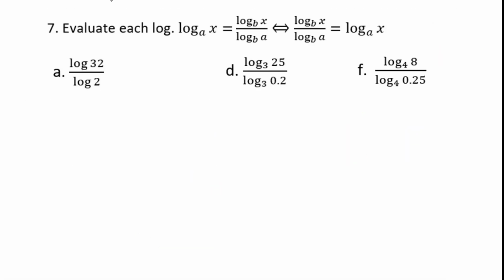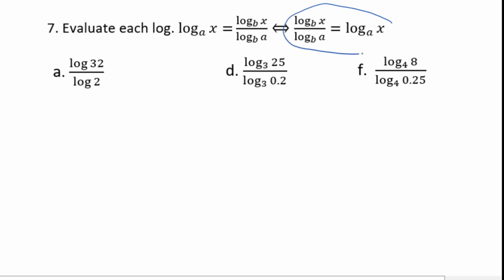Evaluate each log using the backwards of the change of base formula. For A, common log of 32 over common log of 2 is log base 2 of 32. So we will change to the same base for the base and argument: 2 to the first power, 2 to the fifth power. 5 over 1 equals 5.